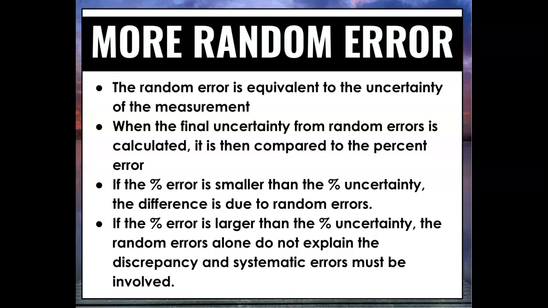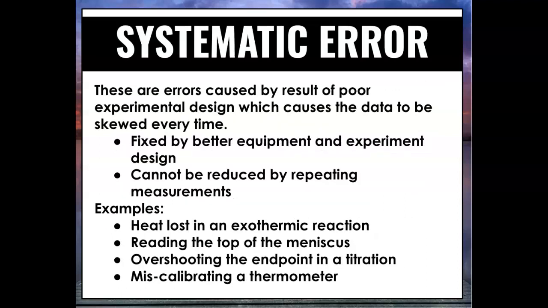Then we get into errors that you can control, which are systematic errors. These errors are caused by poor experimental design, which causes the data to be skewed every single time you do it. They can be fixed by better equipment and a better experimental design, but cannot be reduced by repeating measurements. If you repeat measurements when you have systematic errors, it is going to skew the data so far off that it's not going to be accurate.